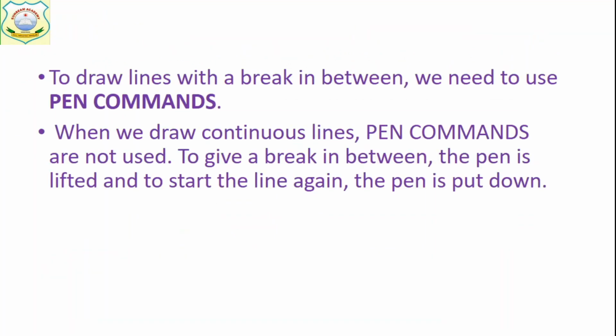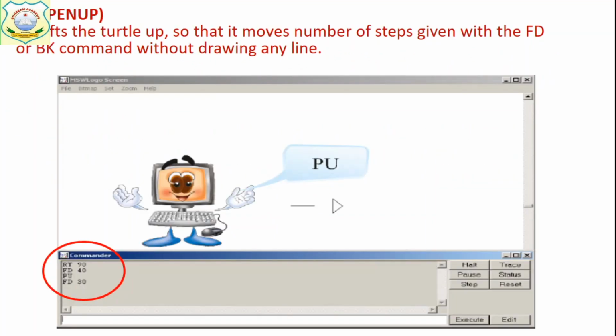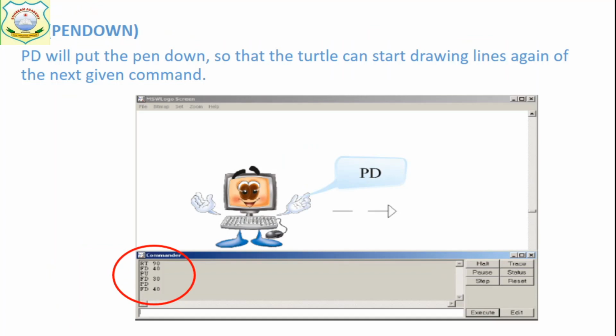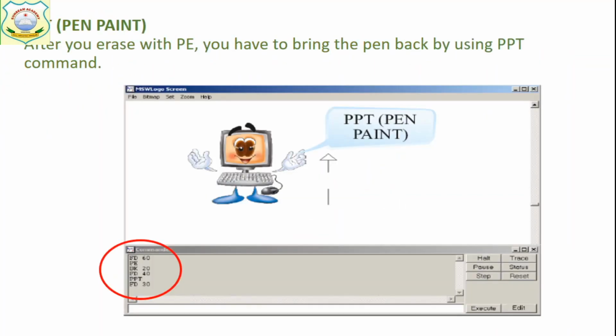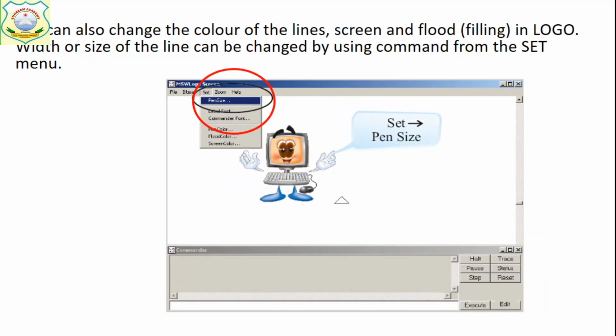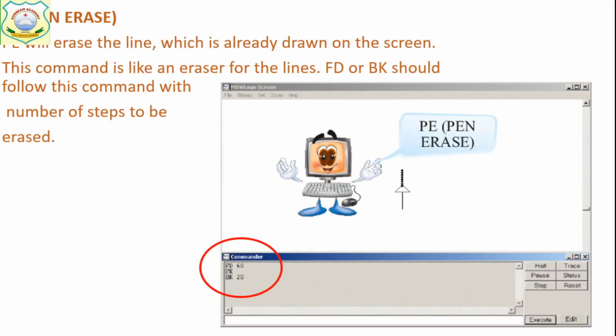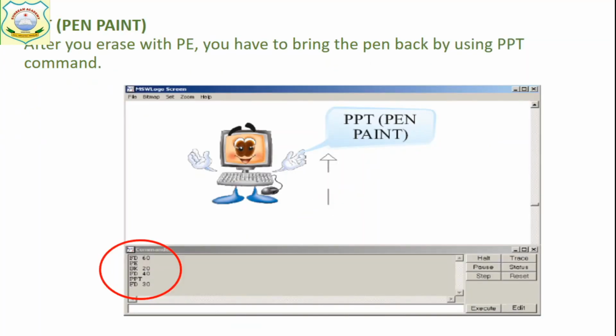Okay, I think these are the pen commands. See it one more time. PU, just read this. PU, lift the turtle up so that it moves number of steps. Then PD, pen down, and then PE, pen erase, and then PPT, pen paint. Okay, PE, pen erase. Now we have PPT for pen paint.